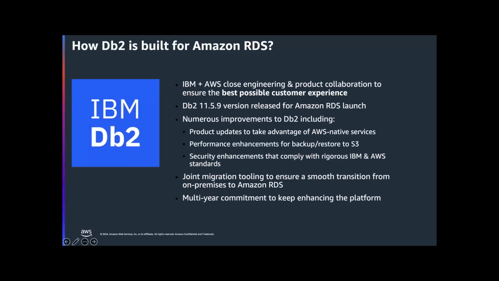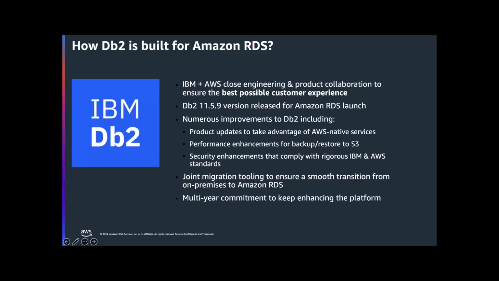Thank you. Perfect. So now that we saw the RDS for DB2's capabilities, the licensing and pricing options, and the migration options, let's spend some time on how DB2 is built for RDS. As I said, the service is built in collaboration with IBM. So IBM and AWS engineering teams and product teams closely collaborate on the service to ensure that we provide you the best possible customer experience.